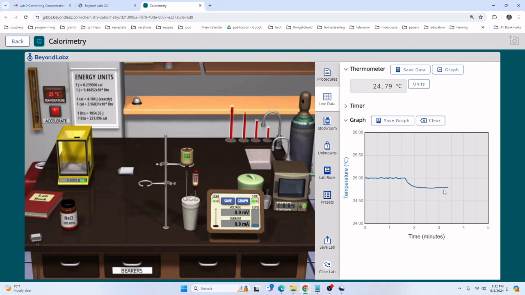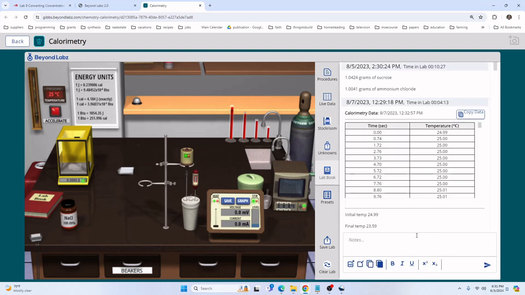And it's leveled off fairly constant now. It's at 24.79. All right. So I will discontinue accelerating and I'll record 24.79 in my lab notebook.